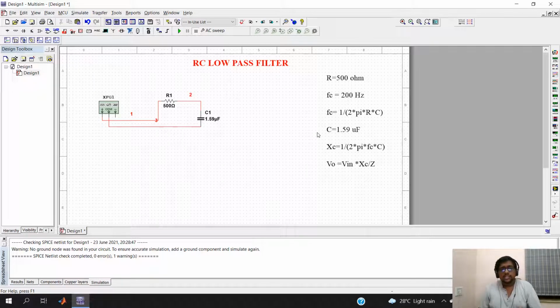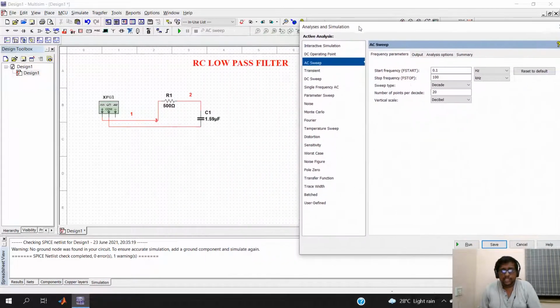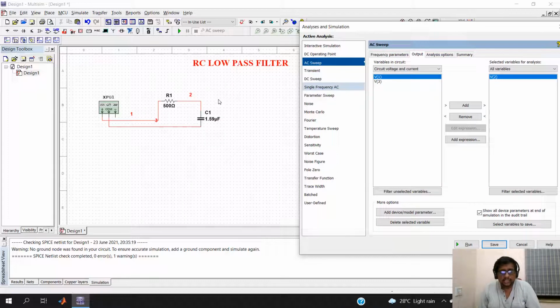Now to see the frequency response of this RC circuit, we'll go to Simulate, then Analysis and Simulation. In this analysis, we'll set the start frequency as 0.1 and the stop frequency as 100 kilohertz. You can increase the stop frequency also. Then the number of points per decade is 20, and the Y scale I have kept as decibel because it's a magnitude scale. Then the output I am taking at the capacitor C1.